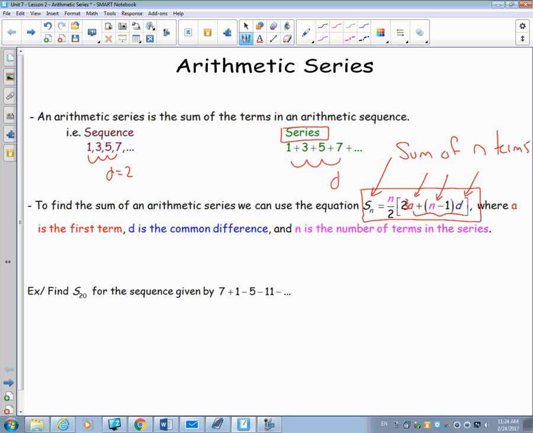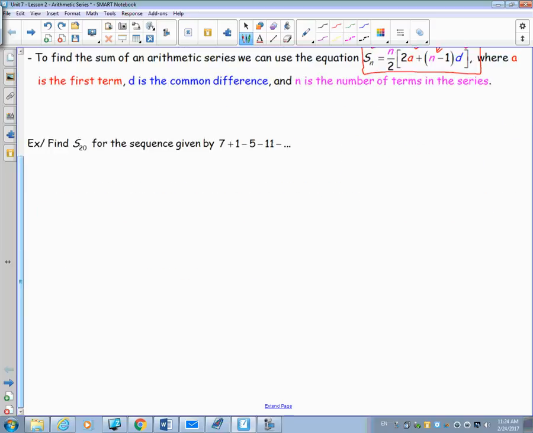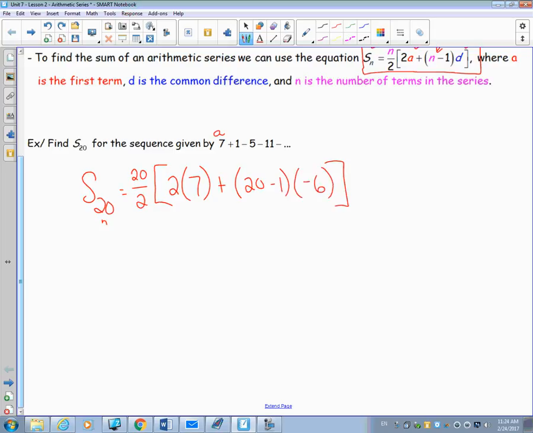We talked about a sequence. So we'll try one. I want to find S20 for the sequence given by this pattern here. In other words, I want the sum of the first 20 terms. So my equation, S20 is, this is n, so 20 divided by 2, 20 terms. 2 times A is our first term, plus n again, so 20 minus 1, and D is our difference. And we're going down by 6 each time, so we use a negative 6.